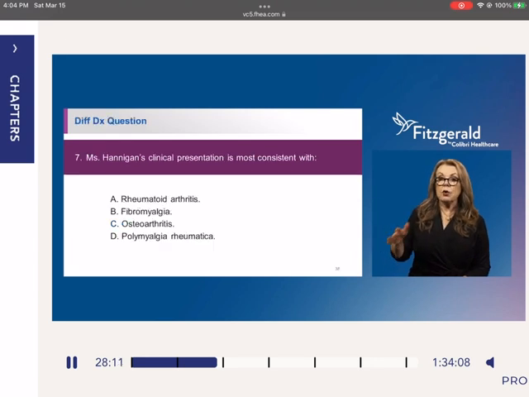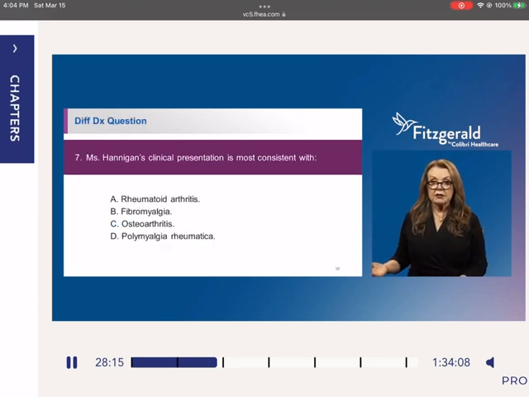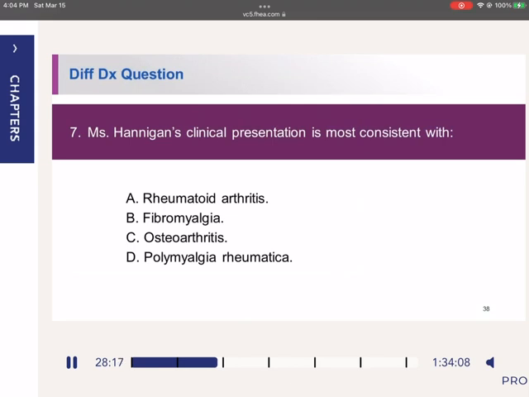On this, then, we're going to hop over to question 7, differential diagnosis. Ms. Hannigan's clinical presentation is most consistent with A, rheumatoid arthritis, B, fibromyalgia, C, osteoarthritis, D, polymyalgia rheumatica.